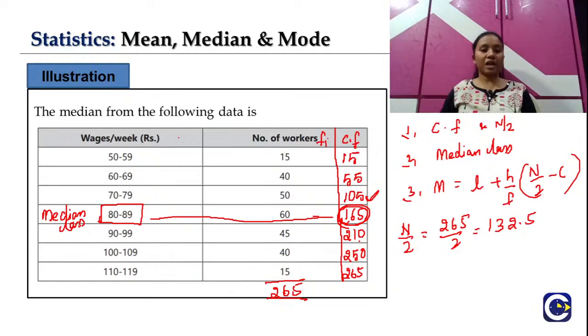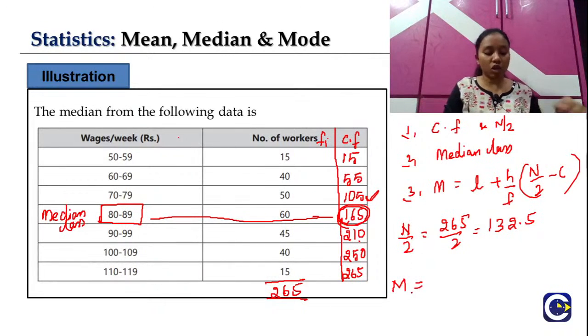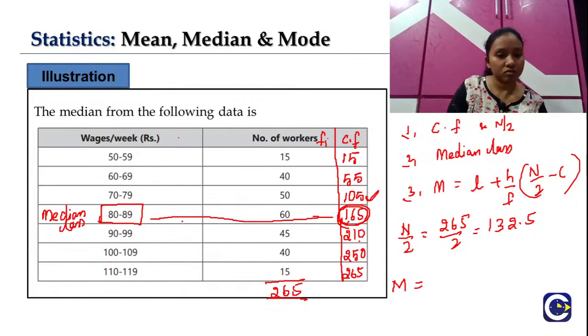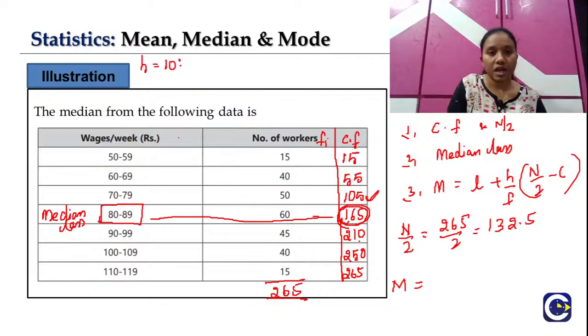So now, as we have found out the median class, we can figure out the remaining values in our median formula. Let's see what L is here. L is the lower limit. And what is the h value? h is the width. So the width here is equal to 10. Let me write down the values here. h is equal to 10, and the frequency of this will be equal to 60.